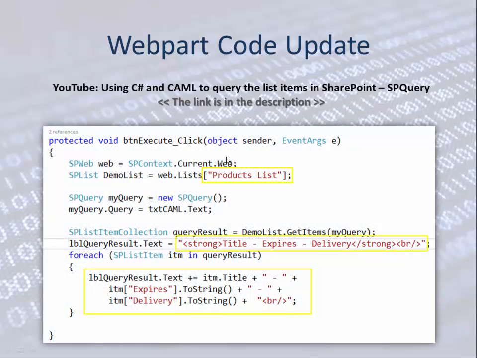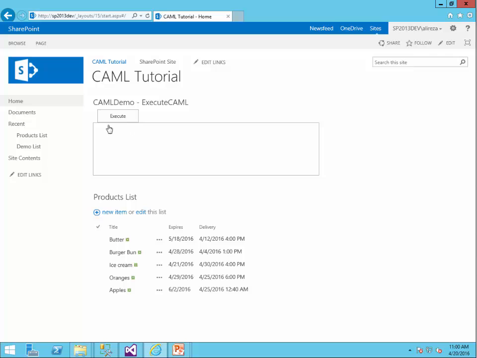And these modifications include, now I'm pointing it to products list. I just added a first line so it shows title, expires, and delivery. So all three fields that I'm looking into. And it actually shows those values in this section. So this is the web part that I have.